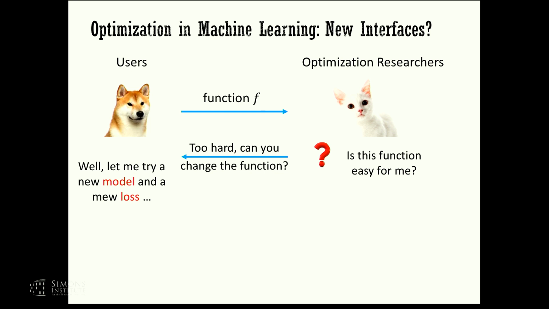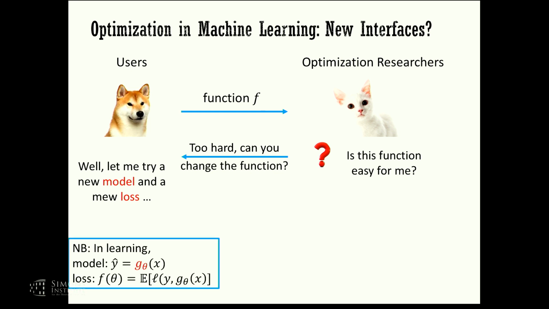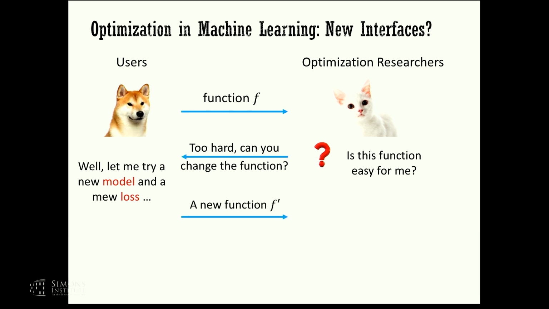Okay, and suppose we figure out a new model, a new function. I guess this is not quite for this audience, but in machine learning, we have a model, and in supervised learning, we map x to y, and the model is a parametric function, g theta, and also we can choose the loss function many times. So loss function and model are the flexible parts here. And then we find a new function, f prime, and we send it to optimization researchers. And maybe this time it's easy, and we can just use the trivial algorithm, stochastic gradient descent, with some momentum, tuning of learning rates, and so on and so forth.